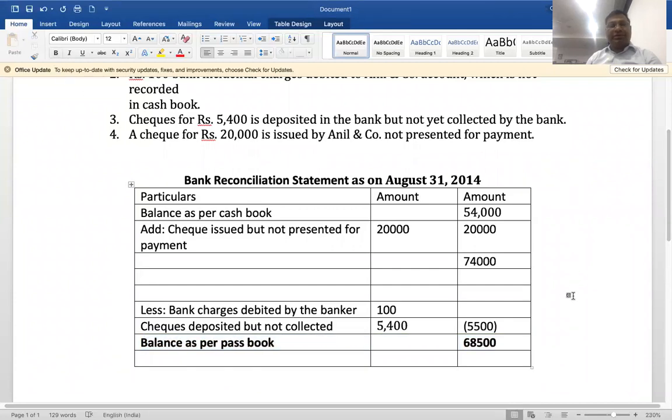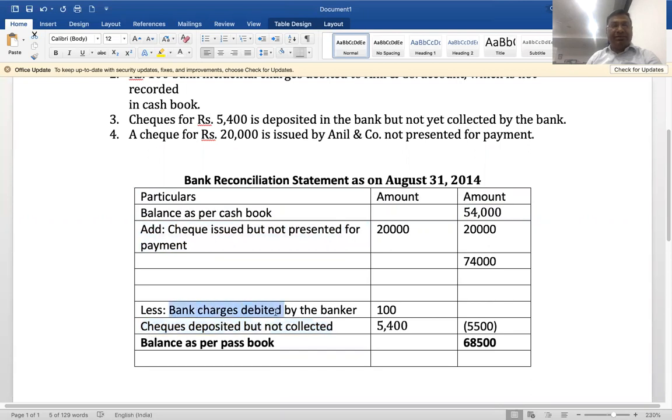You know, if it is favorable balance, checks issued but not presented is added. Checks deposited but not collected, deducted. You remember it this way. But if it is overdraft, it is opposite. Let's say if this is overdraft, this is a less item and this is an add item. You remember that way.